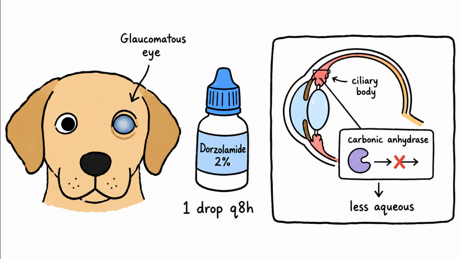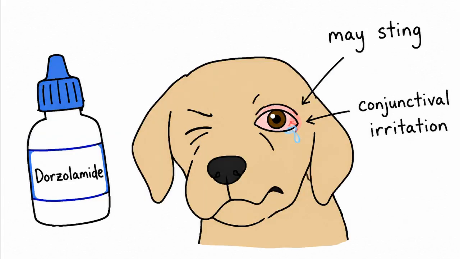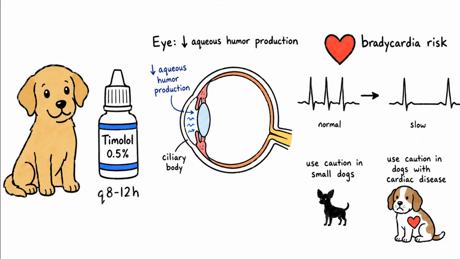Dorzolamide 2%, generally administered as one drop every 8 hours, inhibits carbonic anhydrase within the ciliary body and reduces aqueous humor production. It may sting and cause conjunctival irritation. Timolol 0.5% every 8 to 12 hours blocks beta-adrenergic receptors and further reduces aqueous production, but systemic absorption may cause bradycardia, making it a concern in small dogs and patients with cardiac disease.